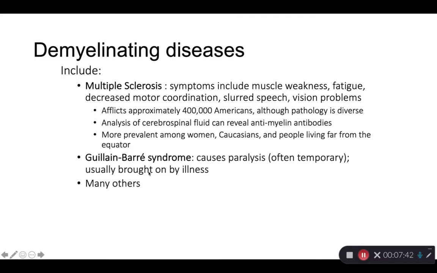Another one is Guillain-Barré syndrome. This is less common. It causes paralysis, sometimes temporary paralysis, and is often brought on by a specific illness. So you'll get a virus, and then sometimes in a small percentage of people, their immune system just sort of over-responds and ends up attacking myelin in a more acute manner. And then I just put on here many others. There are a lot of other demyelinating diseases out there. Those are just the two most common that I mentioned. But I think these highlight how important myelin is for the normal functioning of your nervous system.